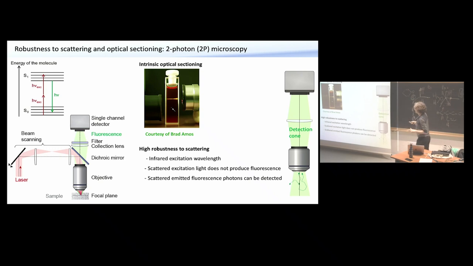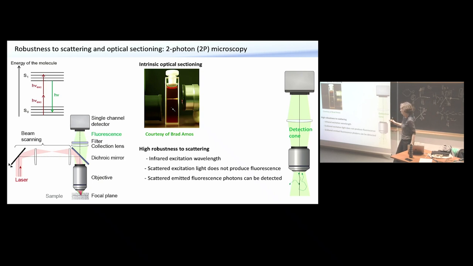So the idea is to use the detection cone as large as possible to collect as many photons as possible and put them in a detector. So you no longer have a pinhole as in confocal microscopy. For all of these reasons, two-photon microscopy is a better technique to look at tissue. It's more resistant to scattering, and it's been used in most of the research using optical methods in neuroscience, I would say.